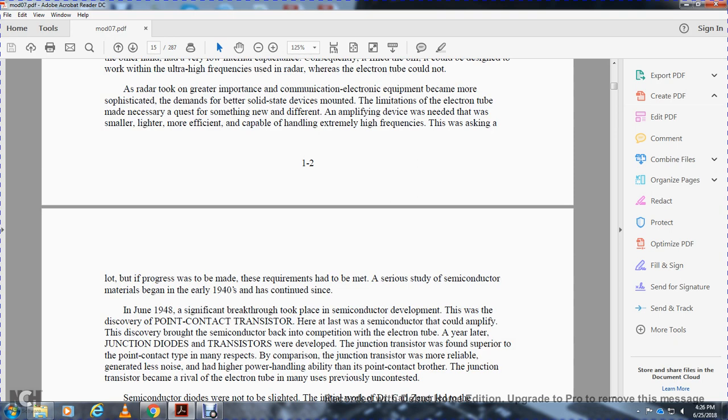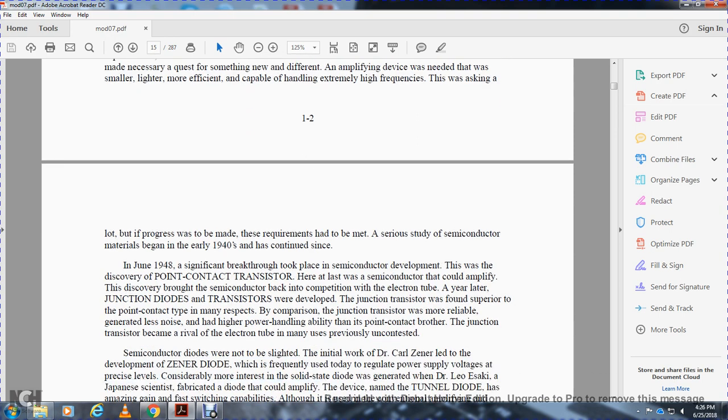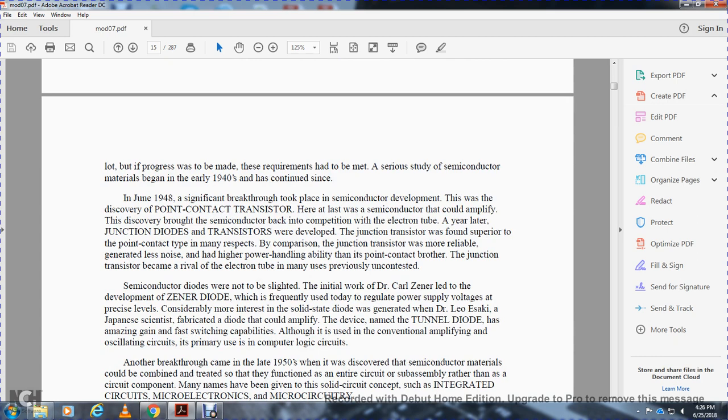The serious study of semiconductor materials began in the early 1940s and has continued since. In June 1948, a significant breakthrough took place in semiconductor development: the discovery of the point-contact transistor. Here was a semiconductor that could amplify, a discovery that brought the semiconductor back into competition with the electron tube. A year later, with junction diodes and transistors developed, the junction transistor was found superior to the point-contact type in many respects.